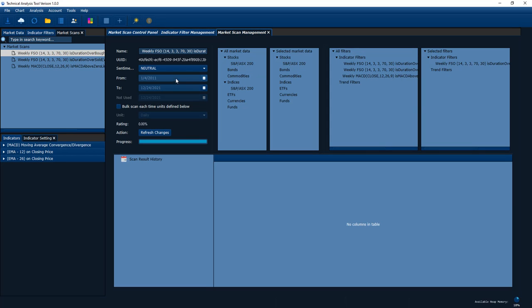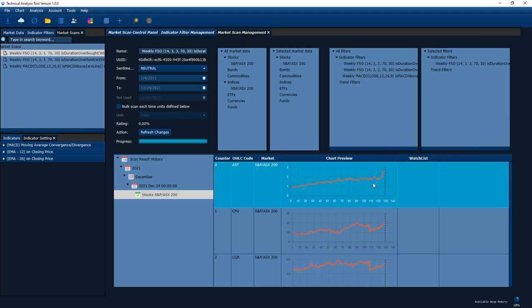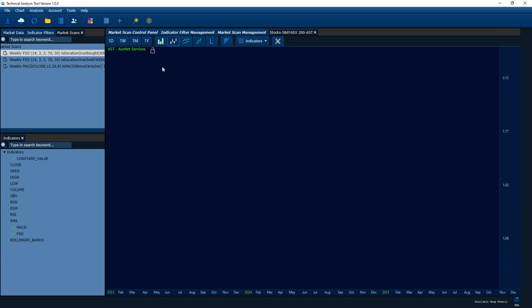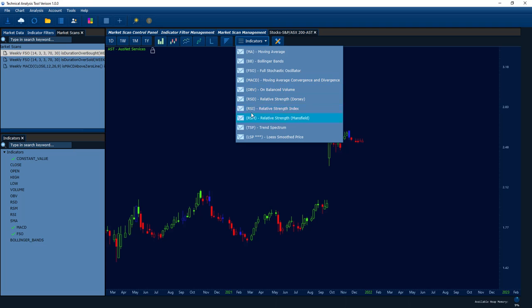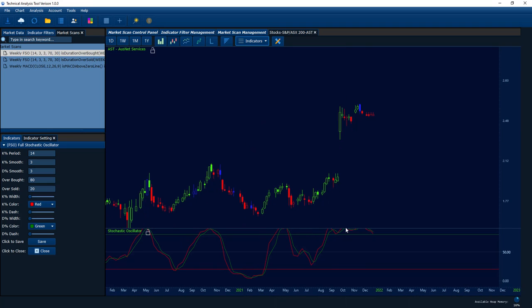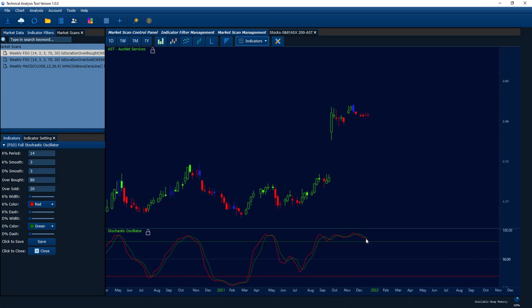Let's go back to our market scan. First of all, let's take a look at the overbought one. Double click on the result history, refresh it, and then let's take a look at the first one. So here you go. Let's open the FSO stochastic oscillator. As you can see, for the past 10 weeks, the stochastic oscillator stays above 70 for 10 weeks. So that's the correct result.